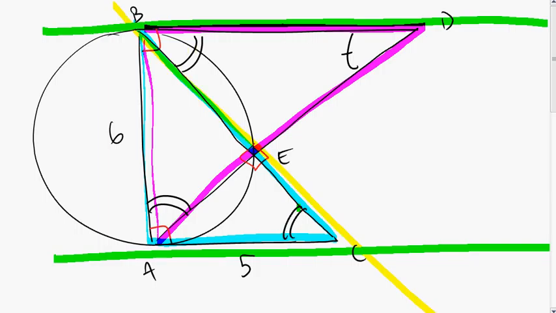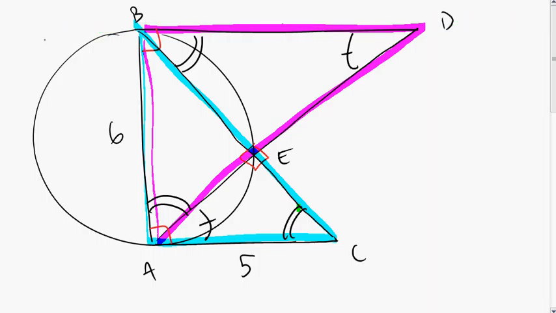Which ones? Say it again. Do we see that? Alternate interior angles here. This angle up here is congruent to this angle down here because of alternate interior angles. And we could do the same with this other transversal as well, right? Now what that does is it gives us enough to prove those triangles Isabel was talking about.